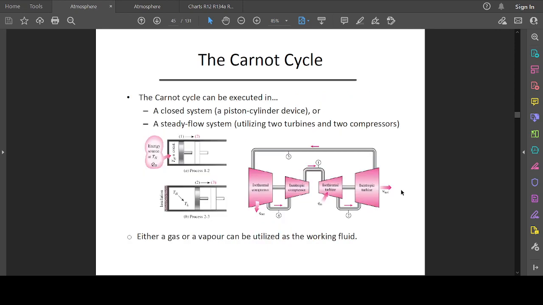The Carnot cycle can be executed in a closed system like a piston-cylinder device, as you can see here with a compression process in a piston, or in a steady flow system utilizing two turbines and two compressors. The fluid goes from stage 1 into the turbine, does work, and leaves at stage 2, goes into the second turbine and does useful work. The remainder of the fluid passes through the system again, back to the first isothermal, constant temperature compression, where heat is removed, and goes into the isentropic compressor again, where it returns to the first turbine. It's a steady flow system that stays in a cycle. The working fluid could be either gas or vapor.